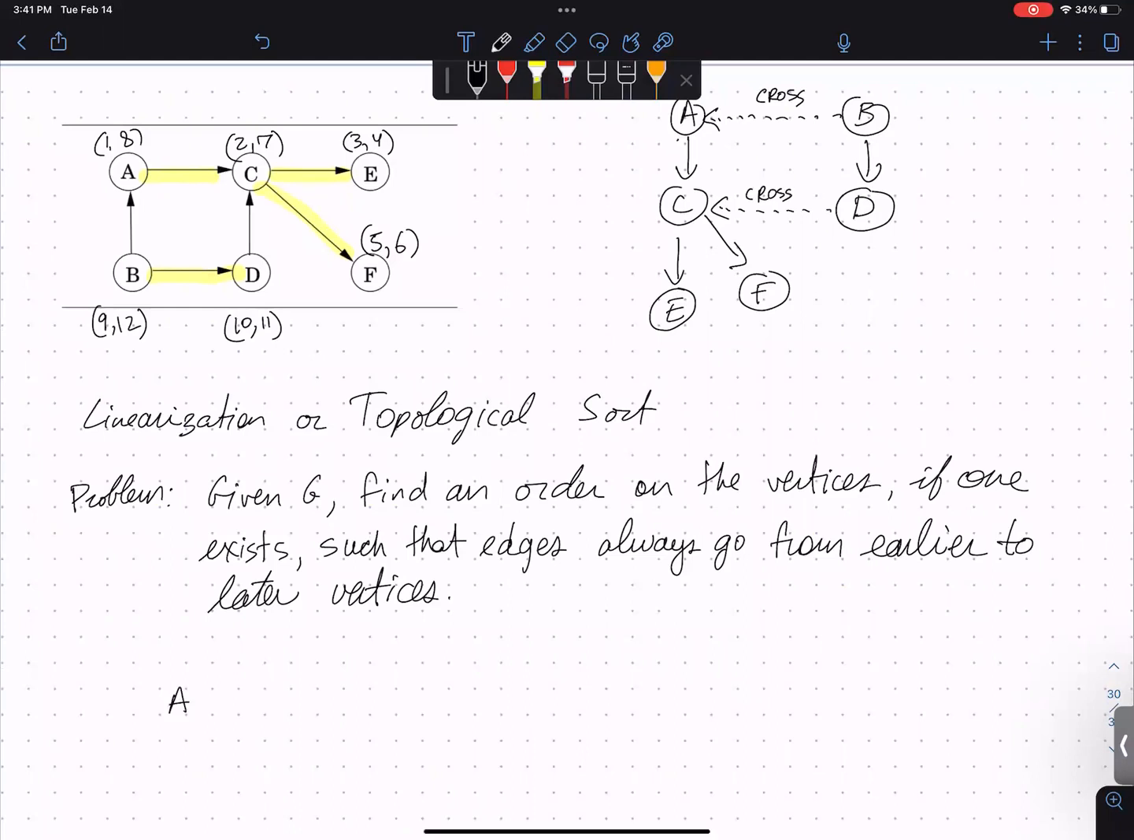we could write A, let's just try the alphabetical if it will work. A, B, C, D, E, F. Let's see if this is a valid ordering. So to do that, we just draw the edges. Let's see, from A, we have an edge to C. From B, we have an edge to A and to D. We can keep on going, but we already found a violation of the ordering. We already have an edge going from right to left, from a later guy to an earlier guy.